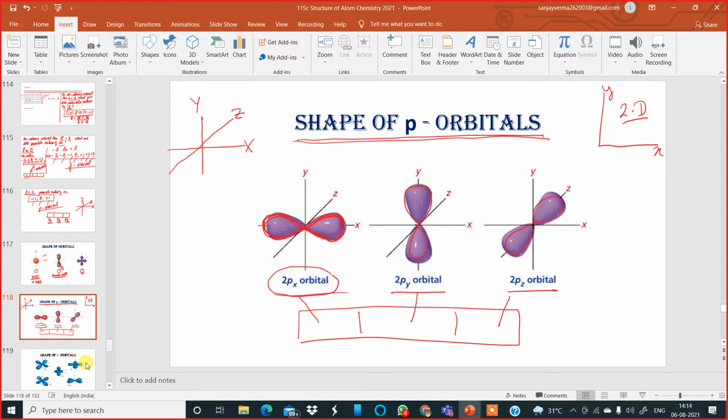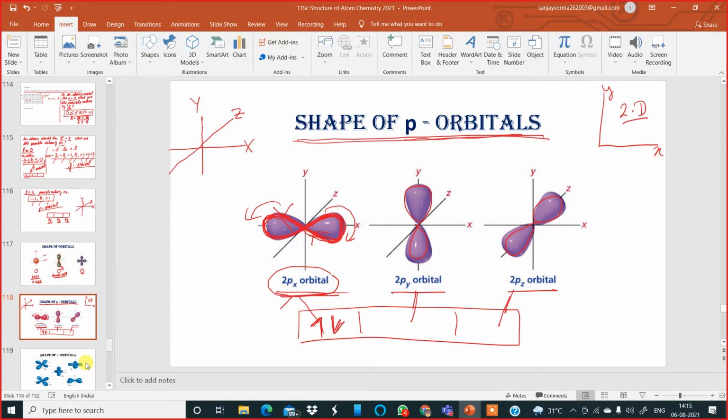Now the p subshell has 3 orbitals: px, py and pz. For the px orbital, the orbital in which electrons are found moving along the x axis only, that is the px orbital. That means if there are 2 electrons over here, one is going this way, another one is coming this way, in this direction, like this. It is possible, with opposite spin.